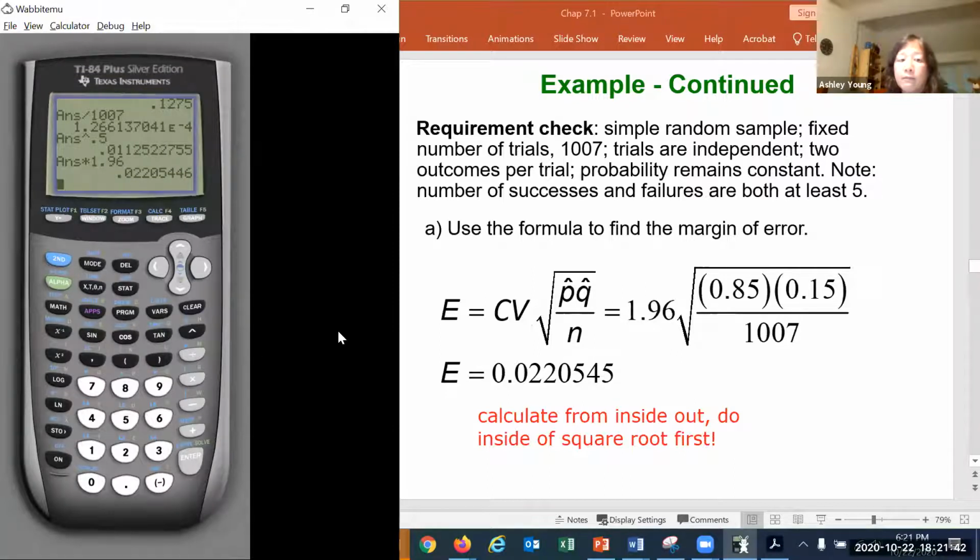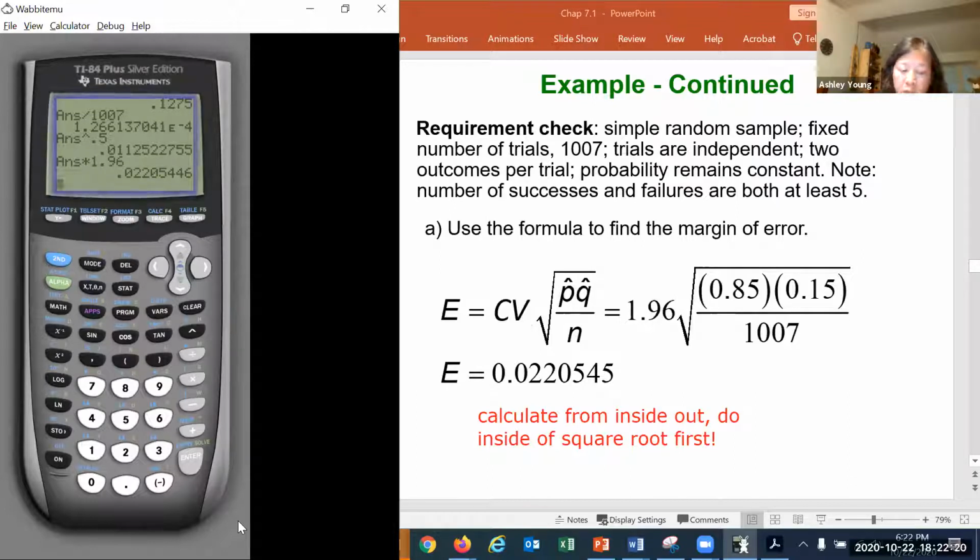Professor, when we raise to the 0.5, can we do 1 divided by 2? Because that's what I did and I got the same answer. Oh, you did raise it to the 1/2 power? Yes, you could, it's the same thing. Instead of 0.5, you could do parentheses 1/2.